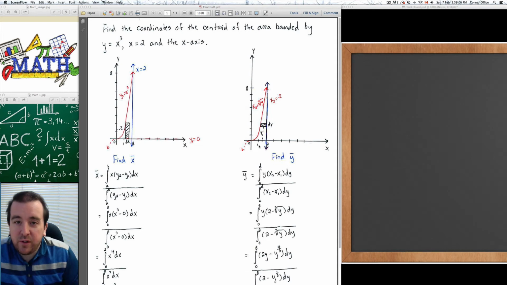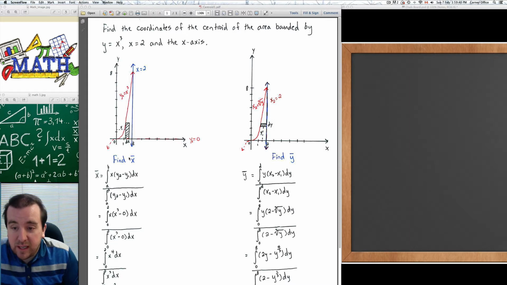Find the coordinates of the centroid of the area bounded by y equals x to the power 3, x equals 2, and the x-axis. So first we need to draw the graph, or a sketch of these functions here. First I have the red one. It is y2 equals x to the power of 3, and x equals 2 is this vertical line, and the x-axis is this horizontal line here, where actually y is equal to 0.